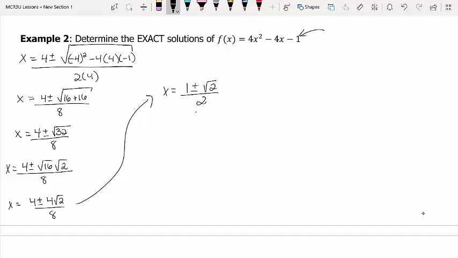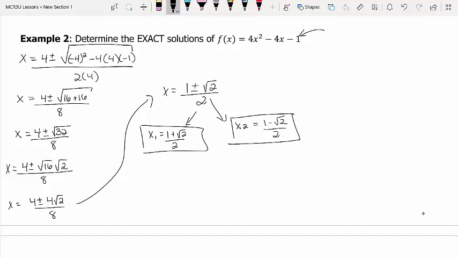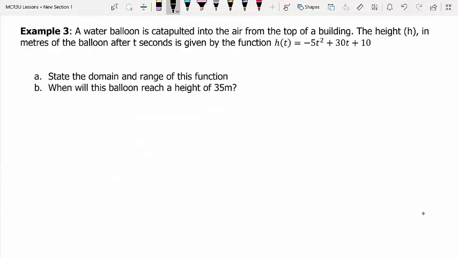Okay, now we have two answers here. So the first answer is going to be 1 plus root 2 over 2. And the second answer is going to be 1 minus root 2 over 2. Okay, and those are exact values. We don't have any like terms that we can simplify, and we don't have any radicals that we can break down. Our last example is a word problem.